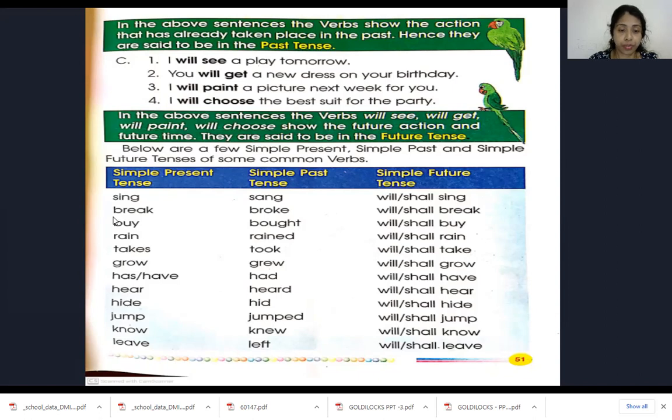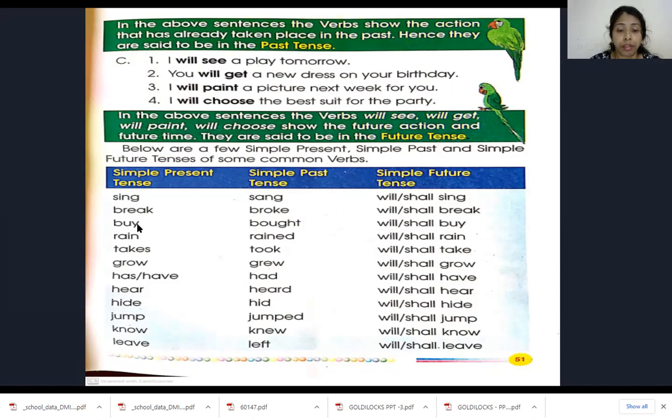In the same way, the next word is break. For the present form, the verb break will be as it is, break, B-R-E-A-K. But for the past form, it will change into broke, B-R-O-K-E, broke. And in the simple future, again, we need to use will or shall before the verb, like will break or shall break.